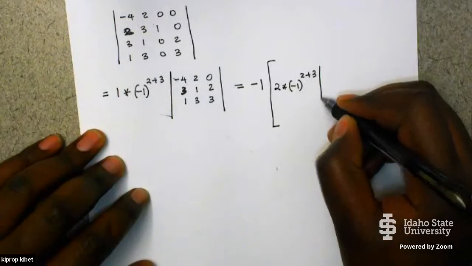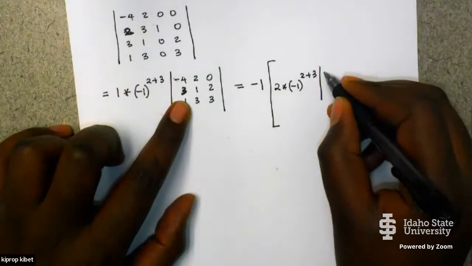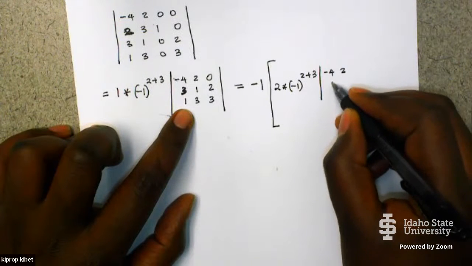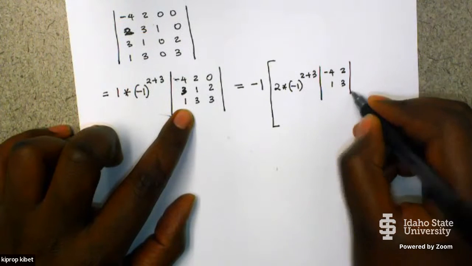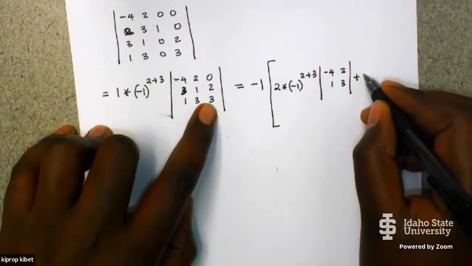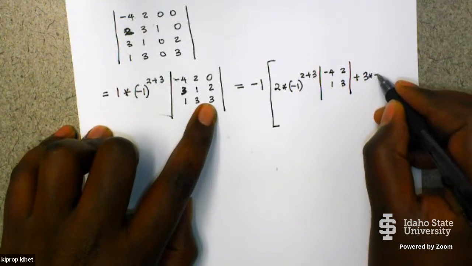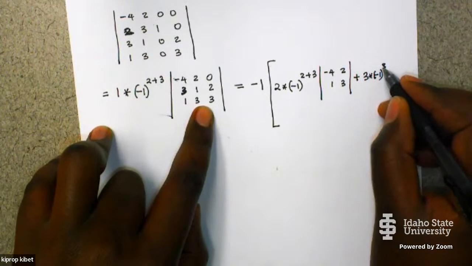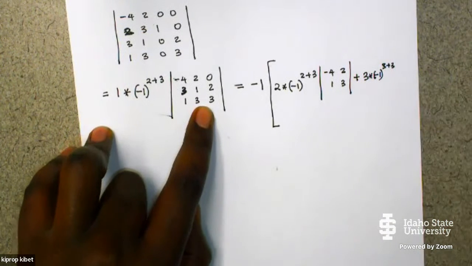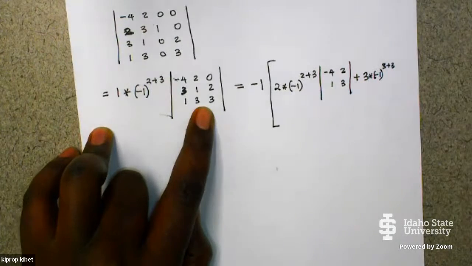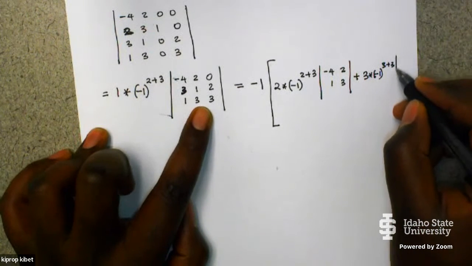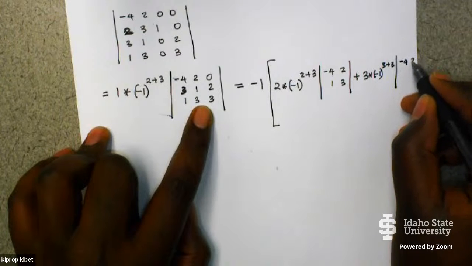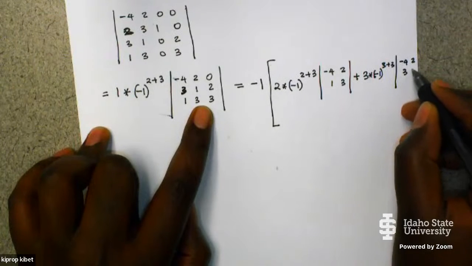And then now what remains here is -4, 2, and then 1 and 3 there. Plus 3 here, multiplied by -1. We are deleting the third row plus the third column. 3 plus 3. So what remains there is -4, 2, 3, and then 1.